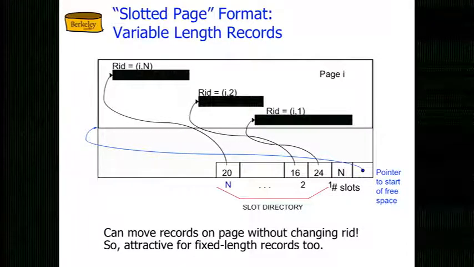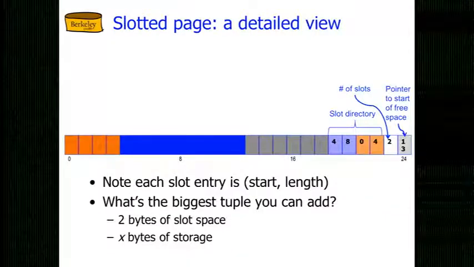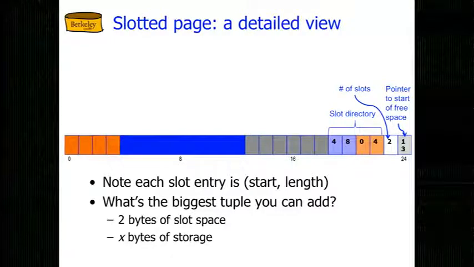But obviously, in a computer, you don't have pictures of pointers. You have something that looks more like this. It's an array of bytes. The slot directory at the end tells you where the free space starts, how many slots, and then each entry in the slot directory is two numbers, a beginning and a length. Okay? So that's a review of the basic storage formats we looked at last time. Hopefully, all familiar.